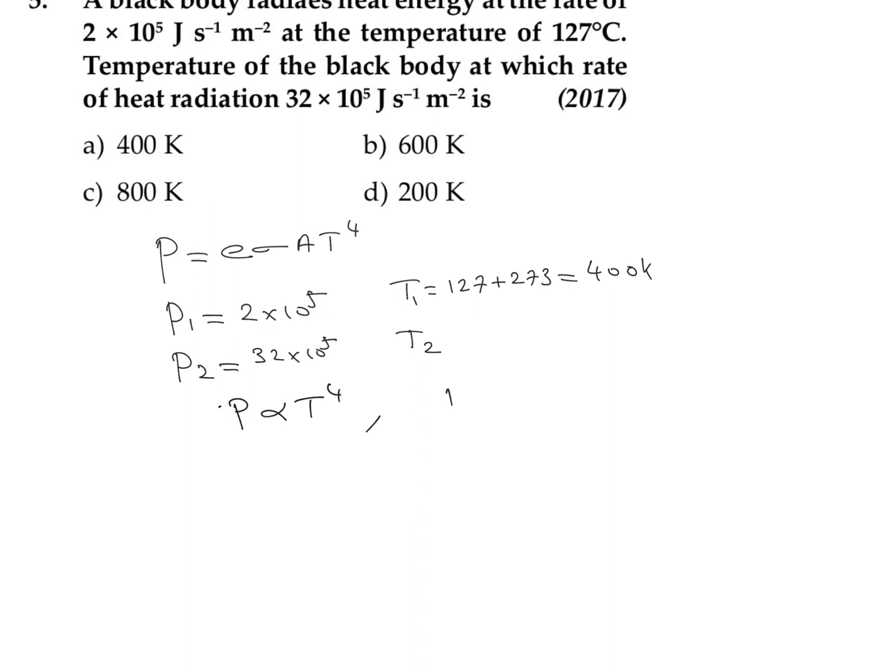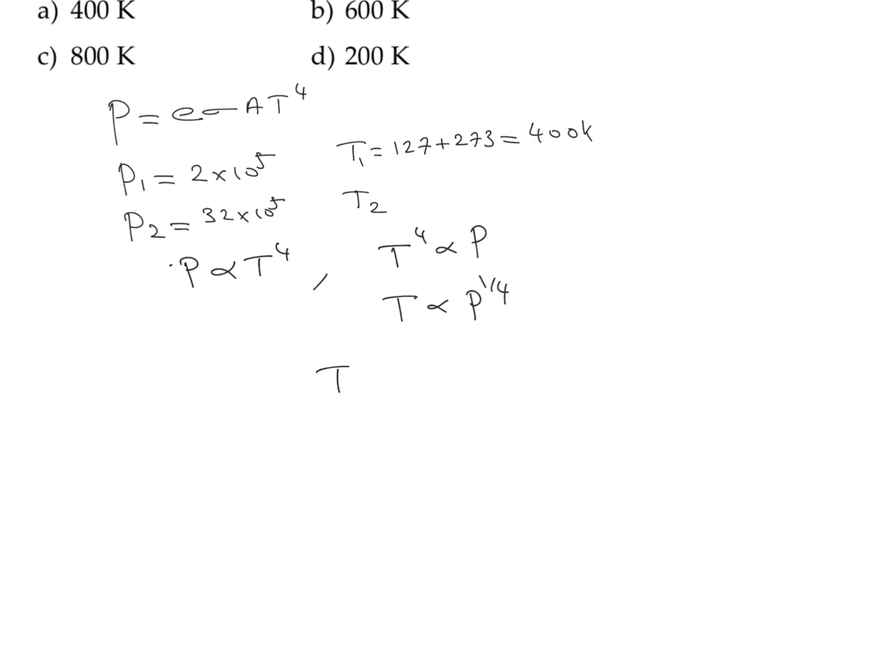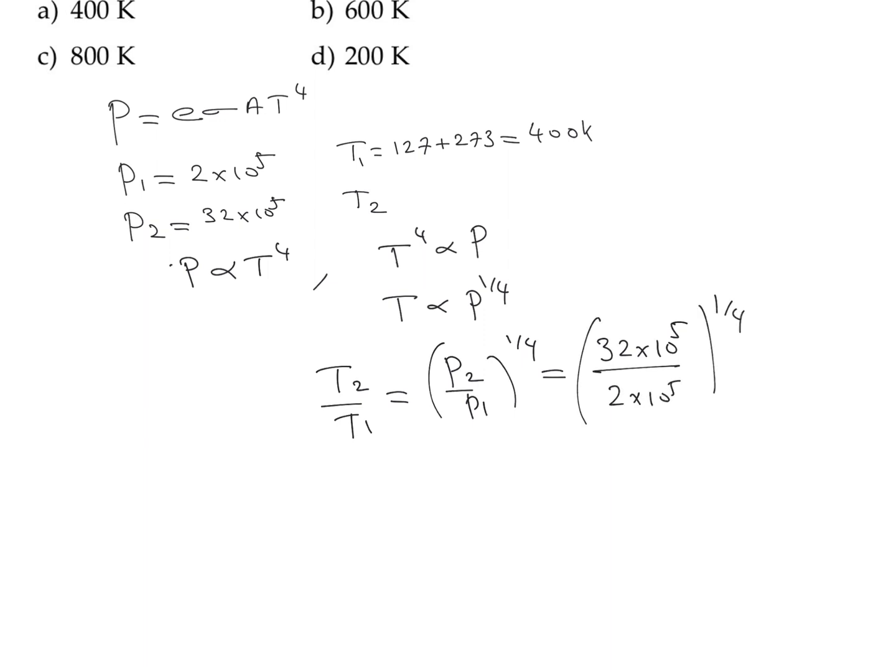So we can write that T^4 is directly proportional to P, or T is directly proportional to P^(1/4). So you can write T2 divided by T1 is equal to (P2 divided by P1) raised to 1/4. The value of P2 is 32 × 10^5, divided by P1, which is 2 × 10^5, the whole raised to 1/4.